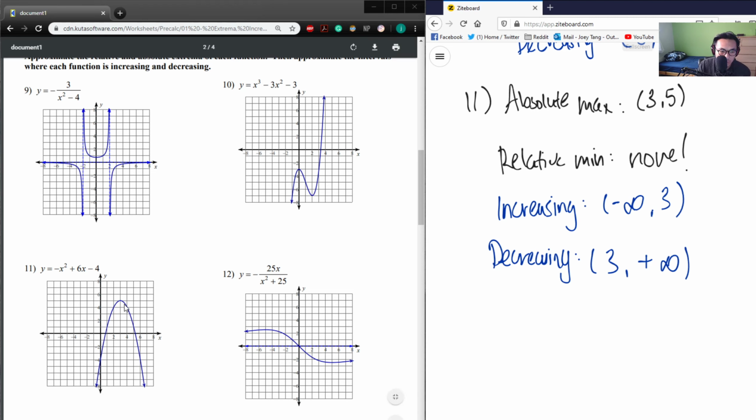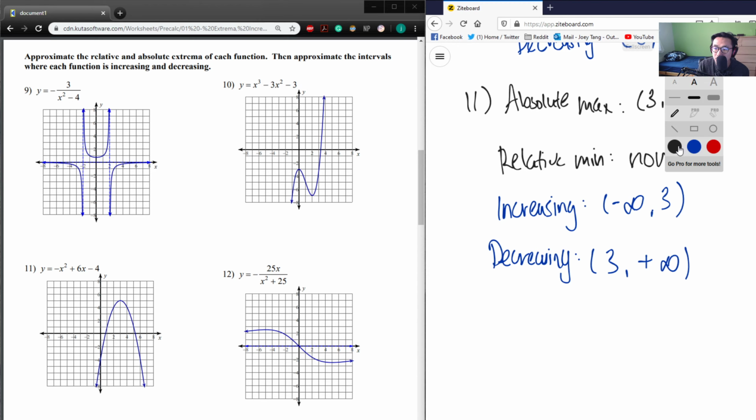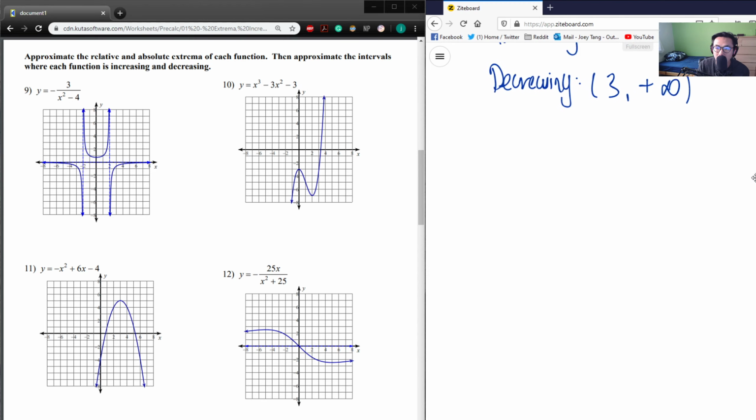And I can double check that with my graph. From 3 all the way to positive infinity as my x values increase, my y values are going to decrease, right? So I can verify that this indeed is correct. So from 3 to positive infinity, my y values are indeed decreasing. Awesome. And let's do 12, and then we're going to wrap things up.